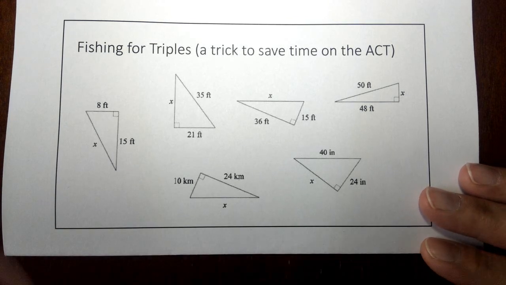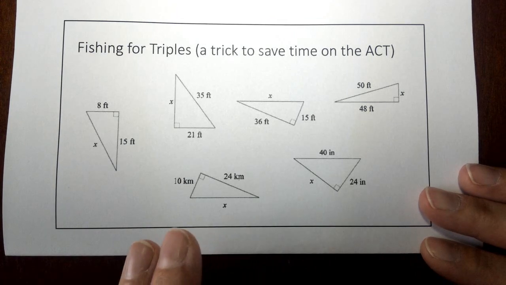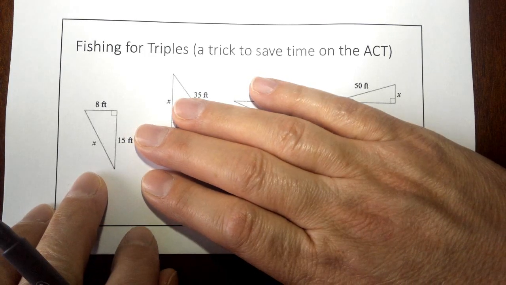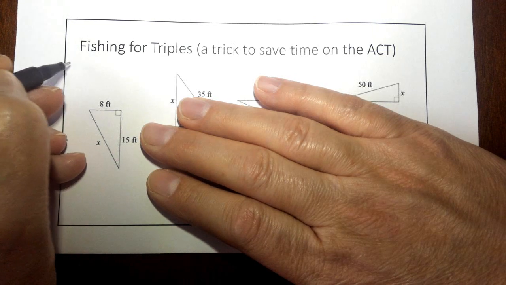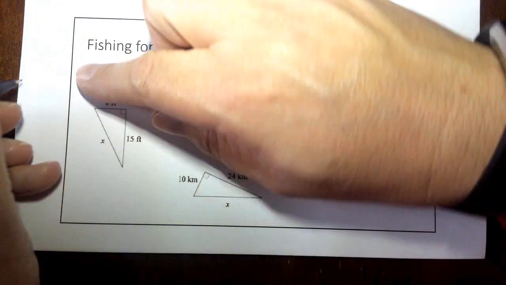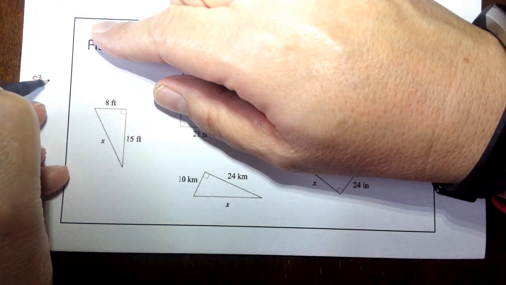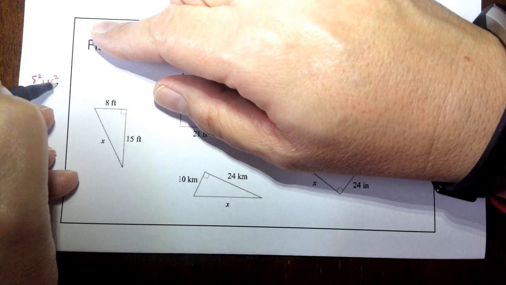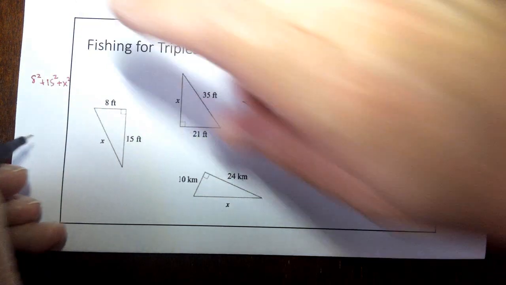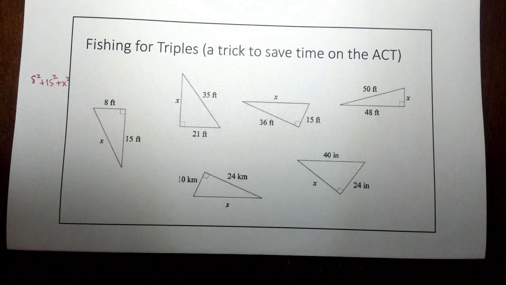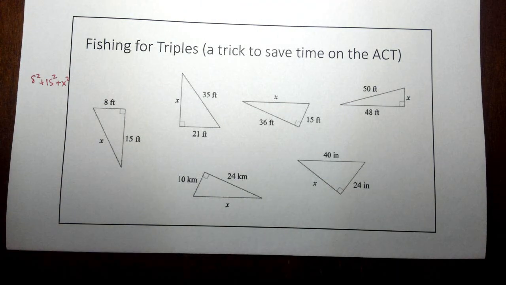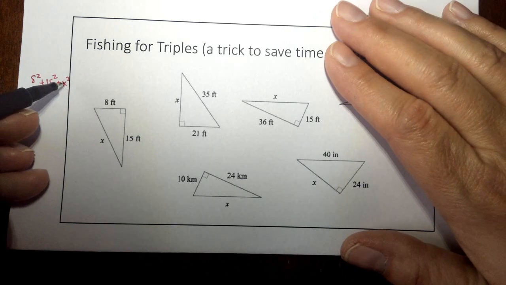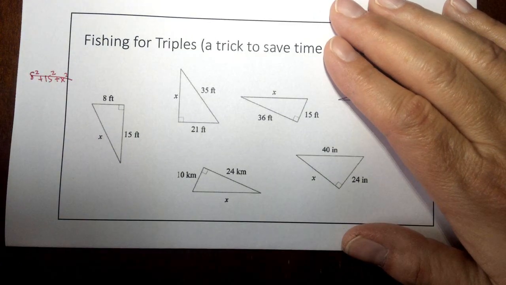Now, let me remind you, it is okay to do it the long way. If you want to take this triangle right here and set up 8 squared plus 15 squared equals x squared, and solve it the long way, you absolutely could do that. It always works. It's just more work. If you want to do it the long way, feel free. But I'm going to teach you a shortcut. Use it or don't use it. It's entirely up to you. So I'm going to skip the long way, and I'm going to do it the short way.